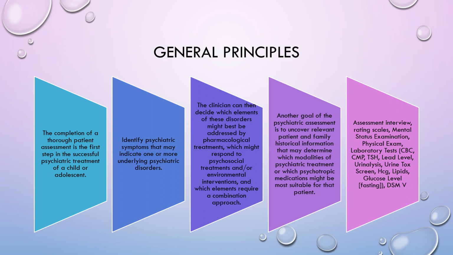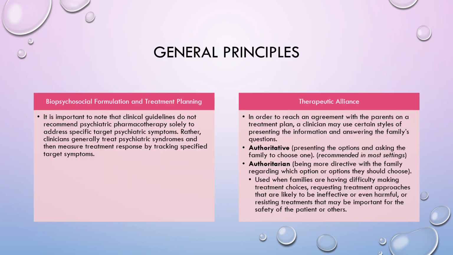But making sure that if there is a history of any medical issues, they're following up with their CBC, CMP, TSH, a lead level. Maybe there's lead exposure if they're in a home that is a certain age, with certain paint. A urinalysis, urine tox screens, pregnancy tests, lipids, glucose, and those things, especially if you're going to use an atypical antipsychotic, then we would use more of those things to rule out the potential for metabolic syndrome.